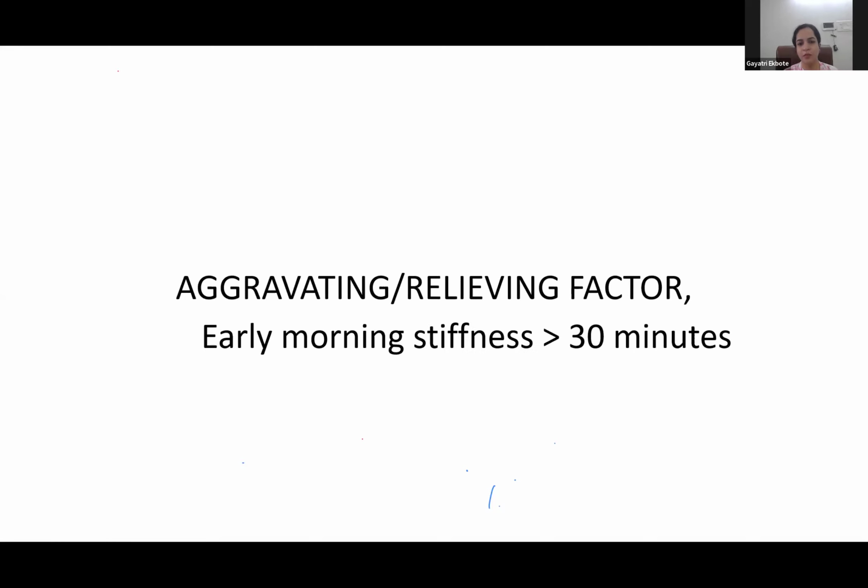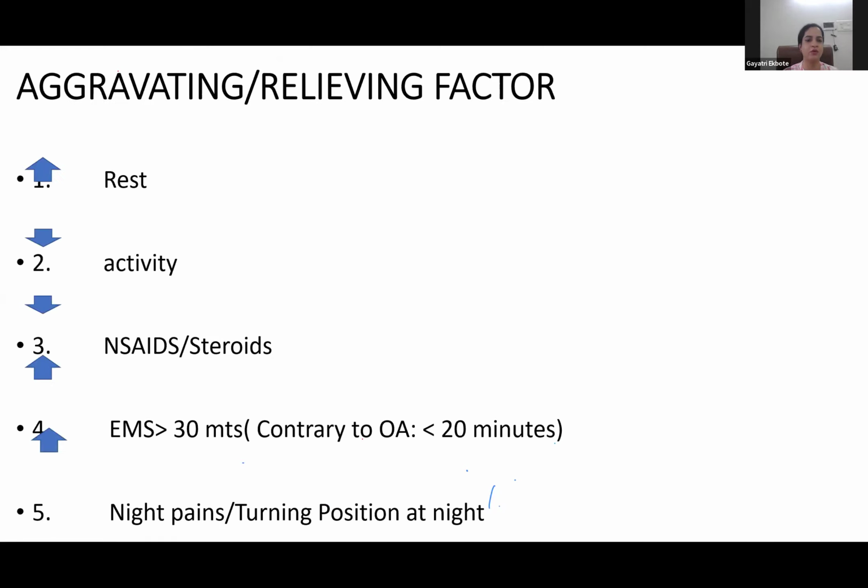As I said, this is probably our most favorite part, because when you ask this question, you have come to almost the end of the history. You have to ask for aggravating and relieving factors, and whether the morning stiffness gets relieved by doing these things or not. Inflammatory arthritis worsens with rest because inflammatory fluid accumulates during rest. It decreases with activity. It gets better with NSAIDs and steroids.